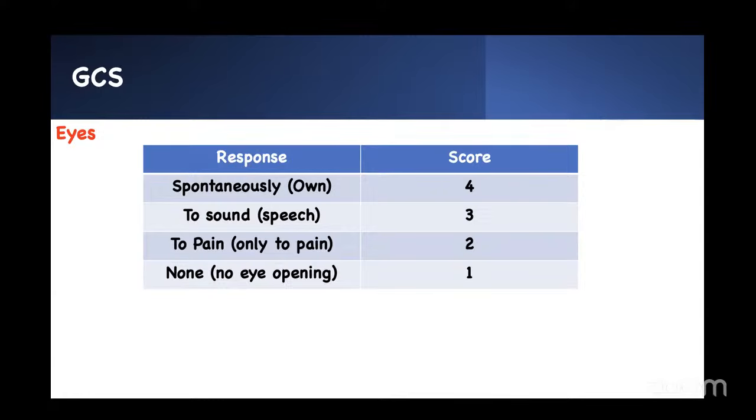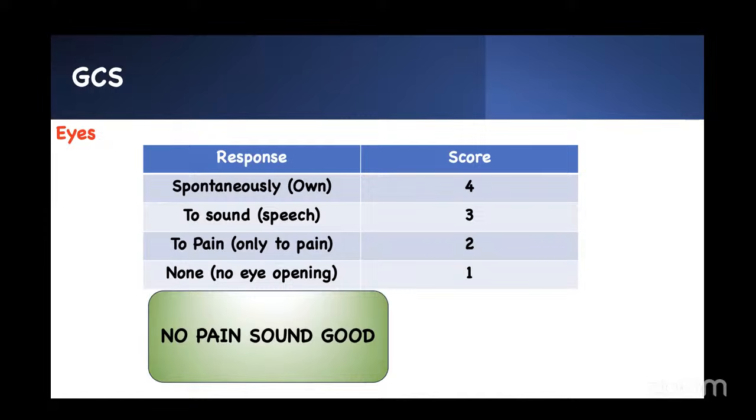How do you remember it? This is the easy way to remember it. No, pain, sound, good. If you have no, you get 1. Pain, usually you get 2. And if you open your eyes after a sound, you get 3. And if you just open your eyes spontaneously, you're going to get 4. So: no, pain, sound, good.